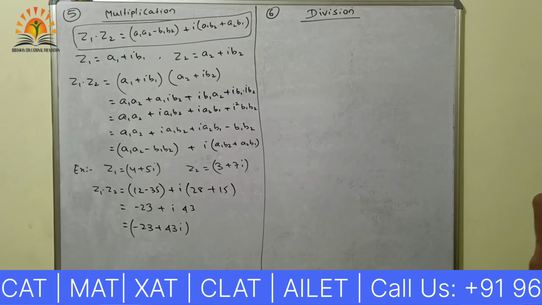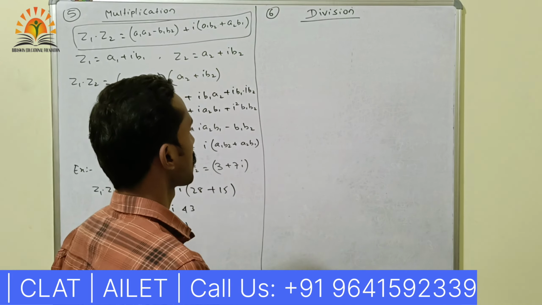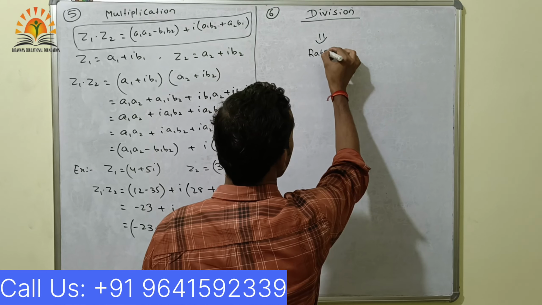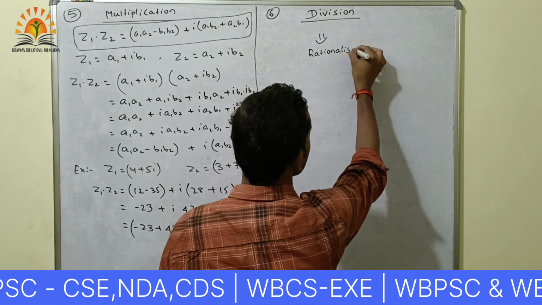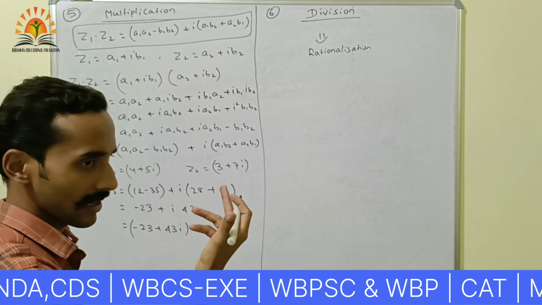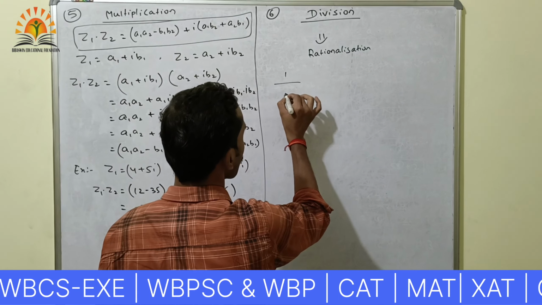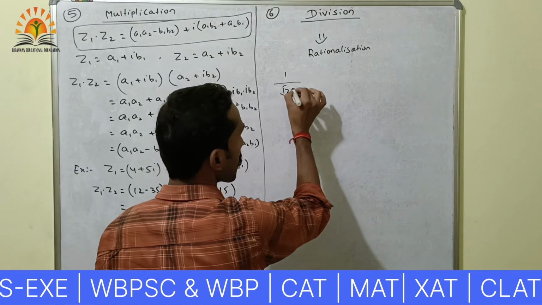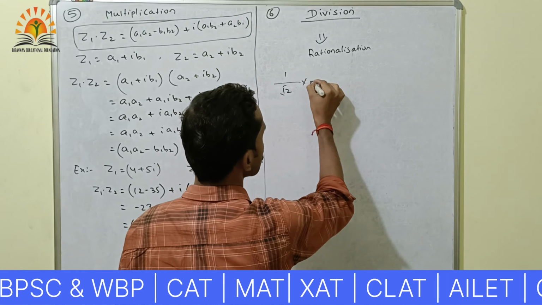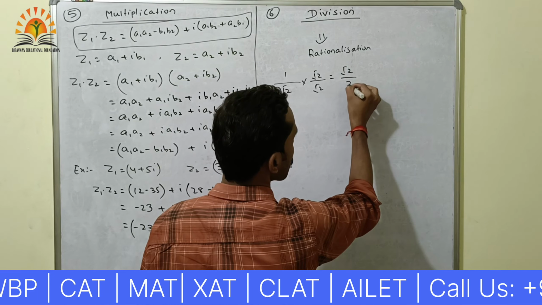Now the division portion. For division, you have to understand one thing: rationalization. You know rationalization? If you don't know, there is no very big problem. In class 10 or 11, we have to understand rationalization. Means 1 by root 2, we have to rationalize it. Then how can we rationalize? We just multiply root 2 with root 2. That gives the result root 2 by 2.